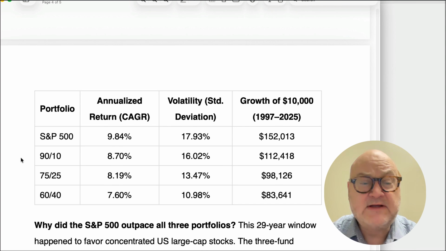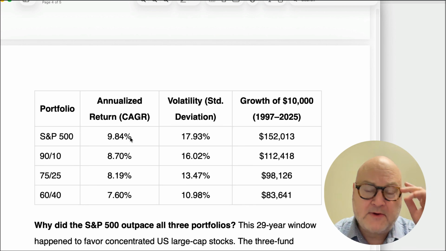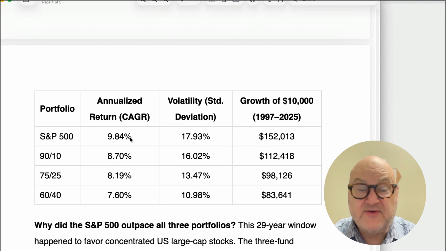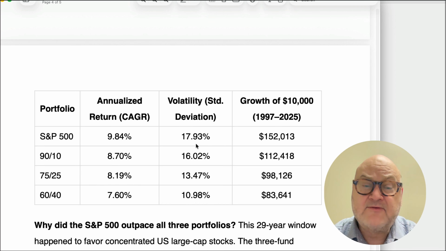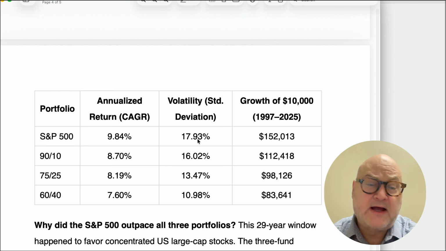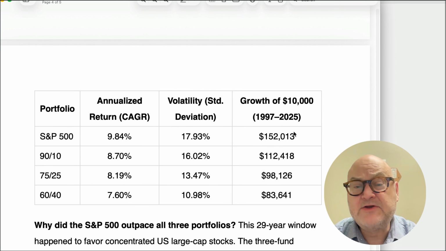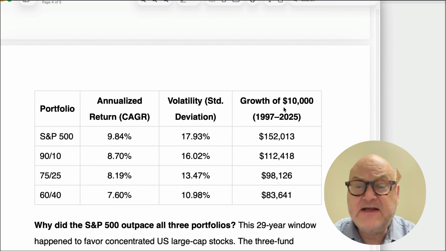Well, the S&P 500 annualized return: if you invested, you got a 9.84% return every year on average. Now you see that line was not straight, and one of the ways we measure risk is a measure called standard deviation, which you had in math class or statistics or whatever. Higher is more risky. So you have a higher return, a higher risk, because it bounces up and down more, a roller coaster ride for the S&P 500. But the return on the $10,000 investment over those 29 years is $152,000.